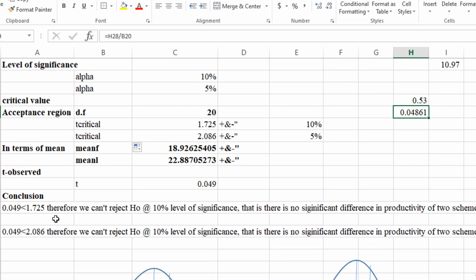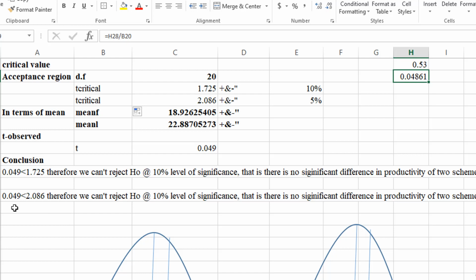Now we come to the conclusion. You look at this, 0.049 is positive and it is less than 1.725 in case of the 10% level of significance. So we conclude that we cannot reject the null hypothesis, as the value lies between the critical values. It means that there is no significant difference in productivity of the two schemes or packages. The same is true for the second part, where the level of significance is 5%.